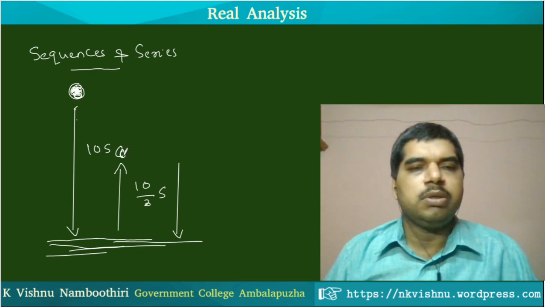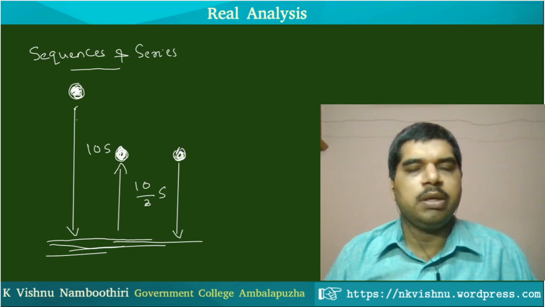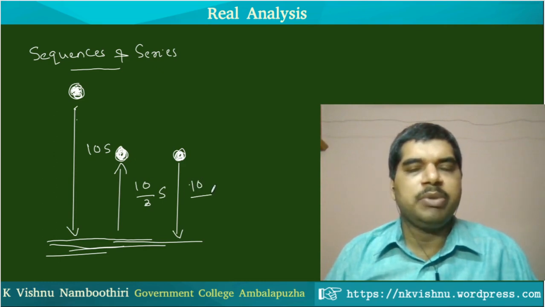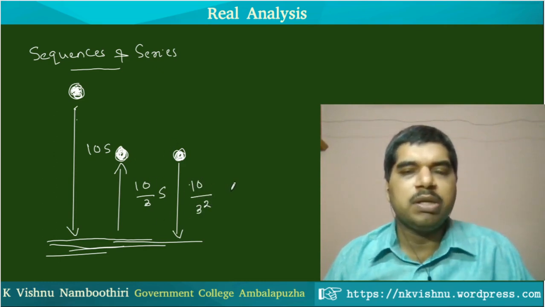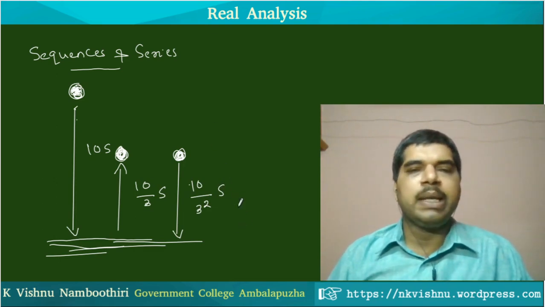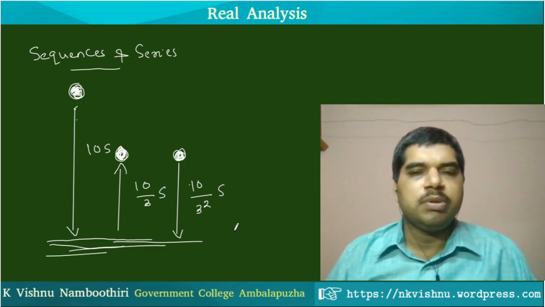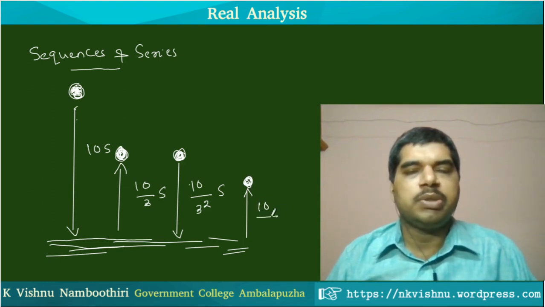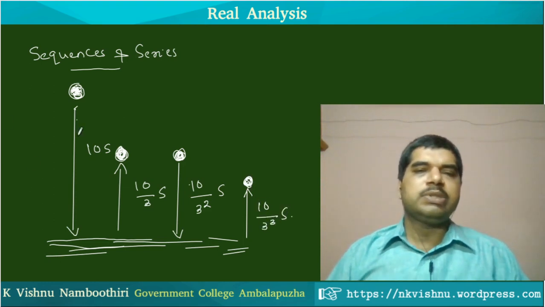So it bounced upward. It is now coming downward. So the ball reached up to here. The ball is now here. And suppose that this time it is taking less time, 10 by 3 square, because it's coming downward. And now suppose that it is bouncing again upward with a shorter distance and probably shorter time also. So the ball is bounced, so 10 by 3 raised to 3 seconds. And suppose that this goes on like this.